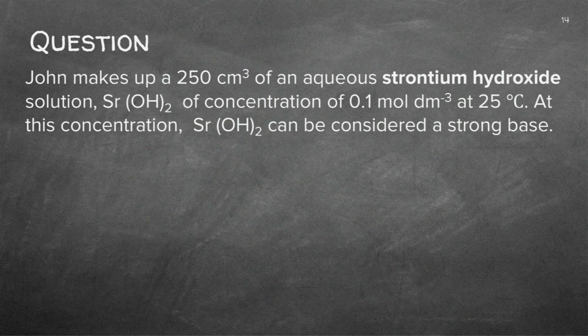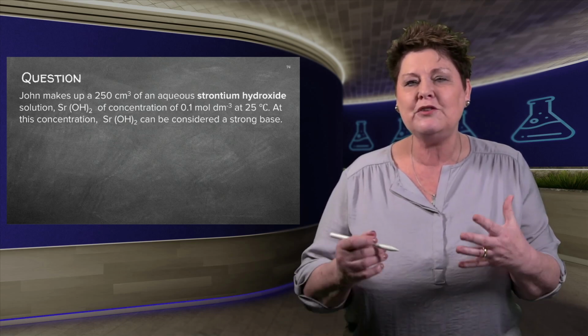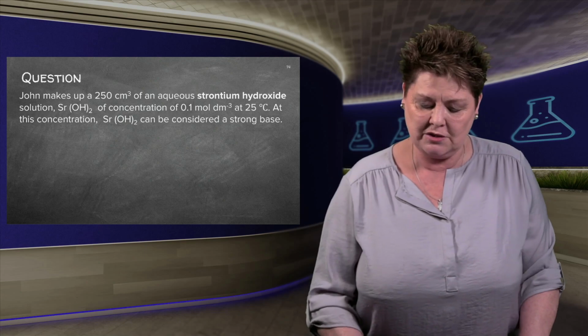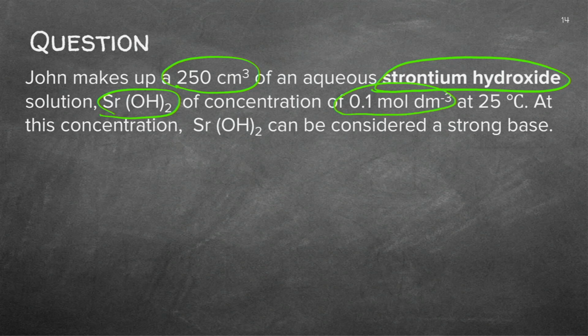Let's go and have a look at another question. So I'm doing 3 questions in this lesson so that you can see the absolute seriousness of doing titrations. John makes up a 250 cubic centimeter of aqueous strontium hydroxide. There's the formulae for strontium hydroxide, and it has a concentration of that. So let's quickly just write down, what do we have? We've got Sr hydroxide, strontium hydroxide.